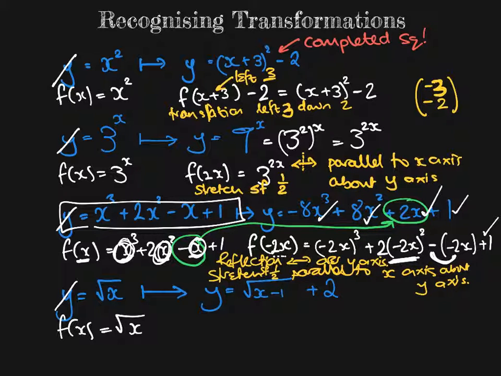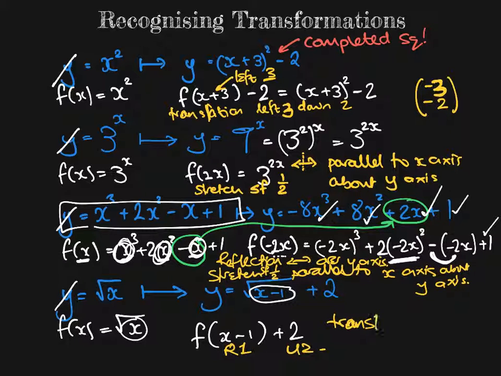Okay, last one is what's happened here. So we've got an x minus 1 in there instead of an x, so that's f of x minus 1, but then there's a plus 2 as well. So this is like a completed square. It has gone right 1 up 2, so that's a translation, right 1 up 2, or you could write it in vector notation, right 1 up 2.